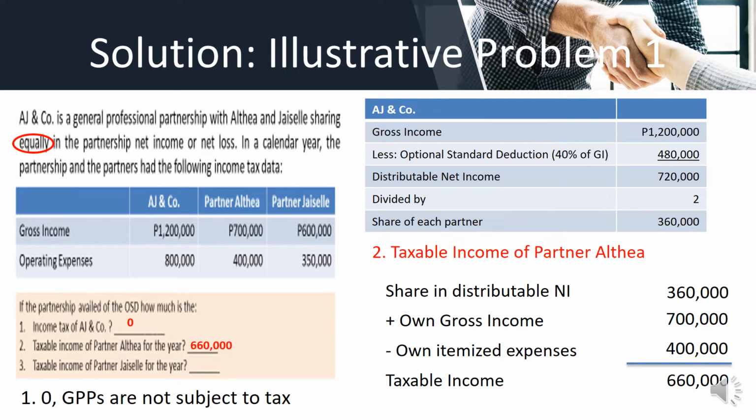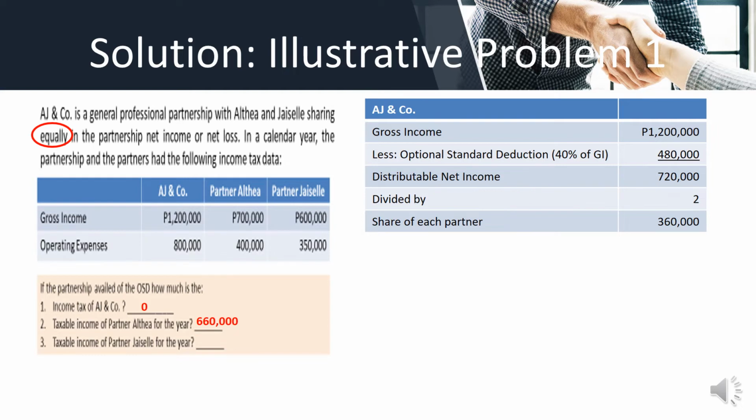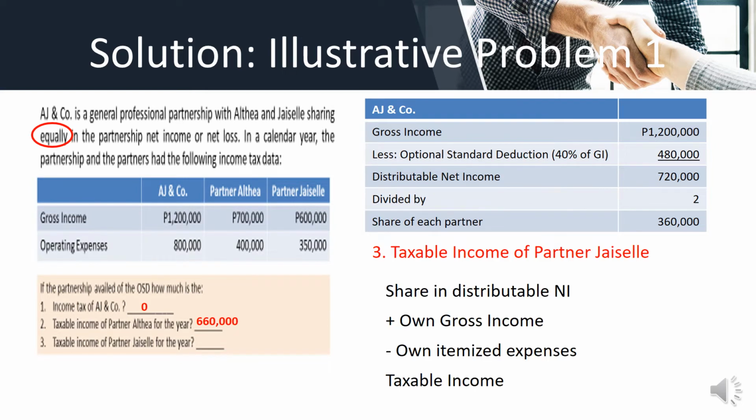Next is the taxable income of partner JCell for the year. So, again, our formula is share in distributable net income plus own gross income minus expenses equals the taxable income. So take note that the partnership chose OSD, so automatic, yung mga partners, itemize ang pipiliin. So kung magkano yung nakalista na operating expenses, yun ang ide-deduct. We already solved kung magkano ang share in distributable net income ng each partner. So, partner JCell will also receive 360,000 as share in the distributable net income of the partner.